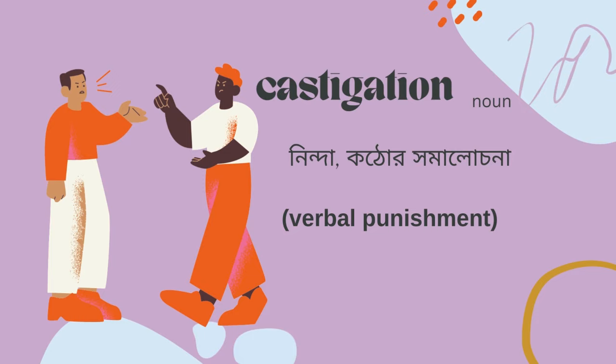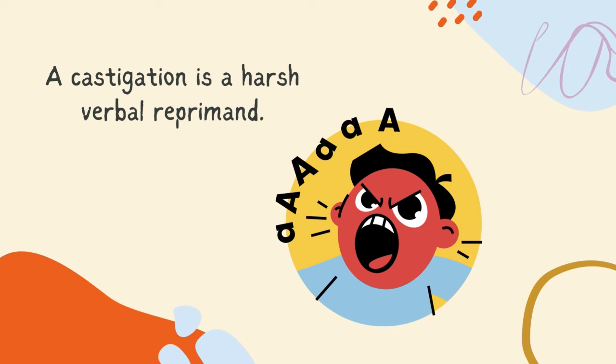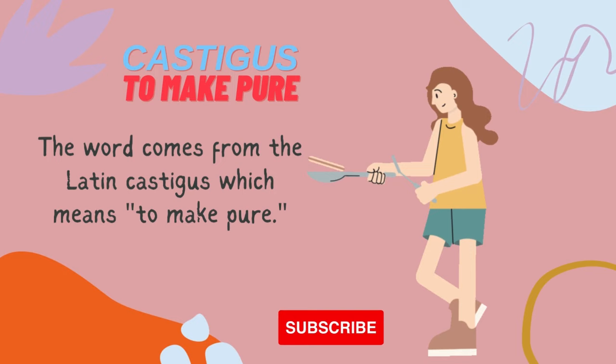If your coach yells at your team for sloppy play, her post-game speech might be called a castigation. A castigation is a harsh verbal reprimand. No one likes to be on the receiving end of castigation. The word comes from the Latin castigus, which means to make pure.